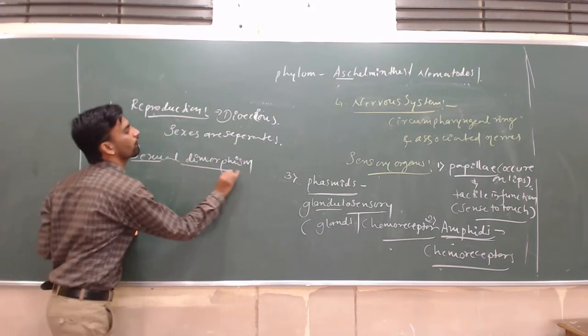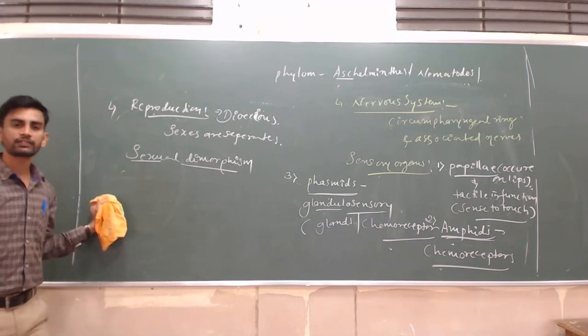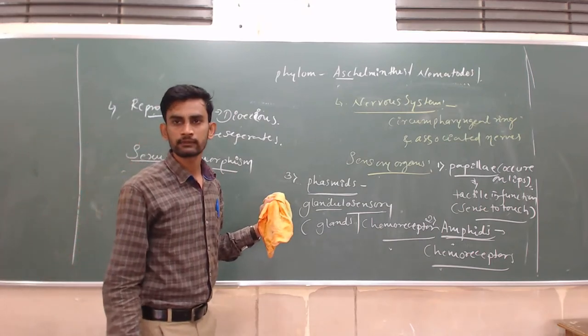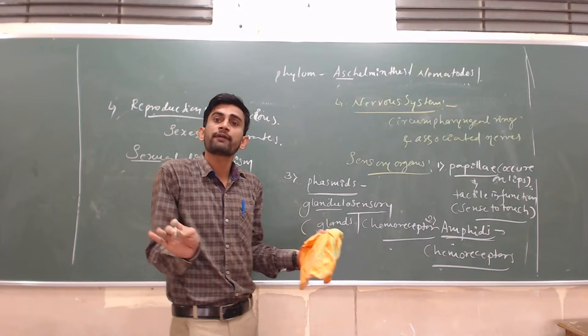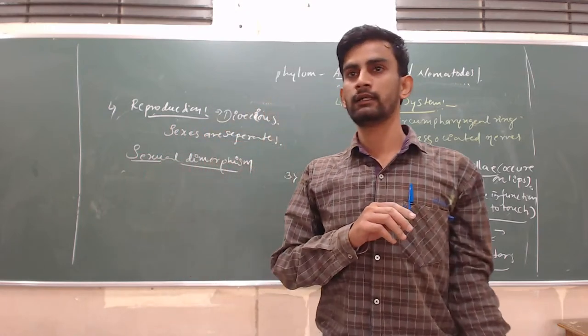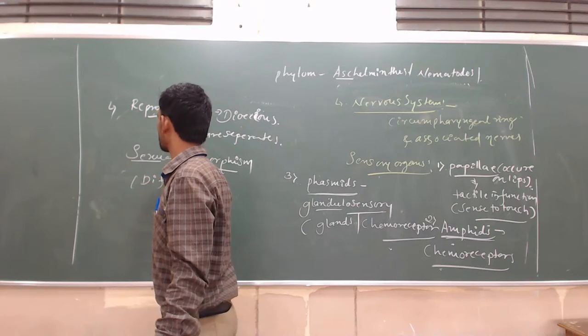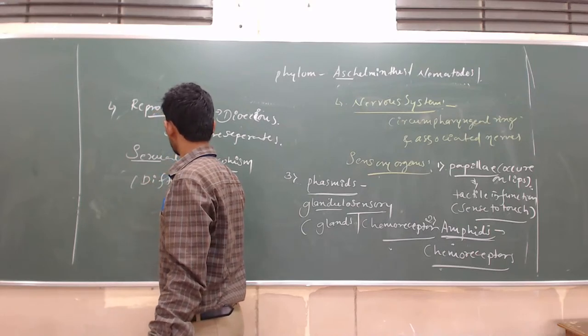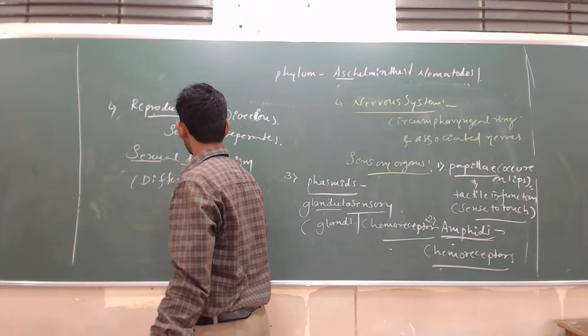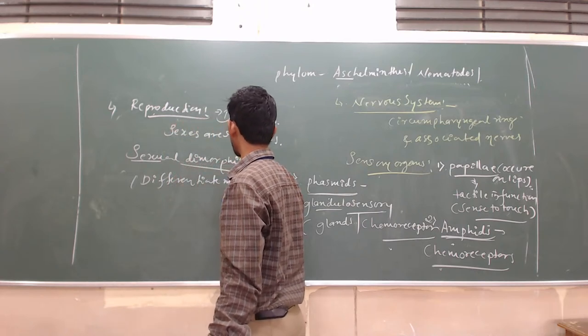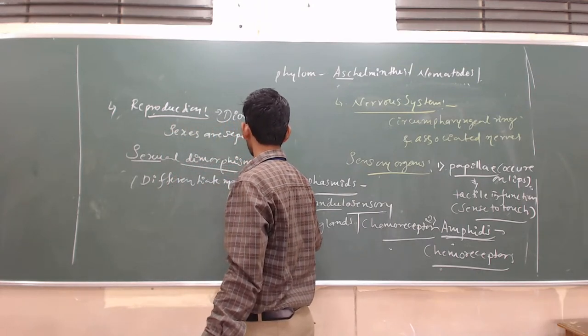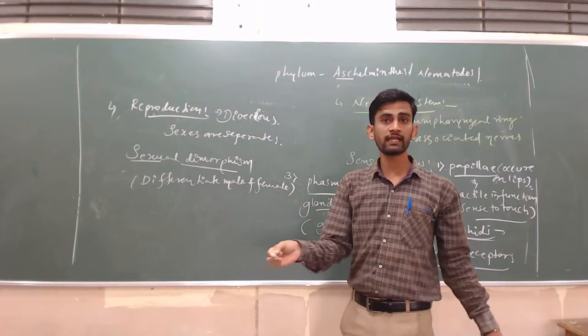Sexual dimorphism. Sexual dimorphism means we can easily differentiate whether it is a male or female. Differentiation of male and female. You just write it down in brackets. Differentiate male and female, whether it is a male organism or female.